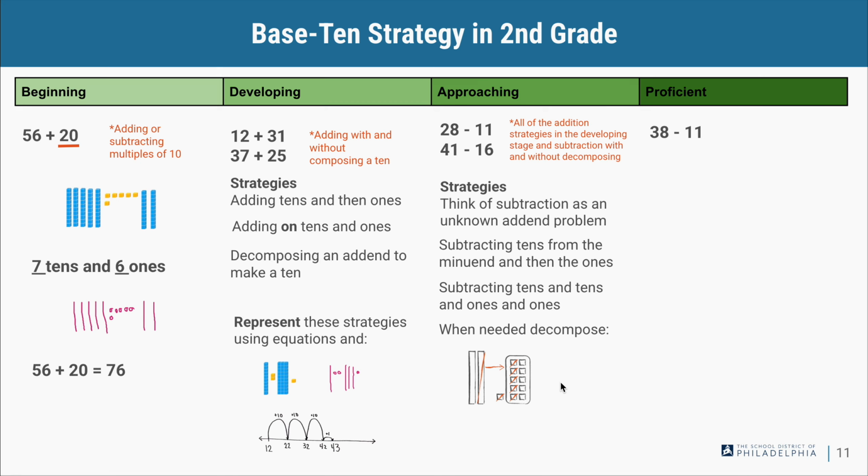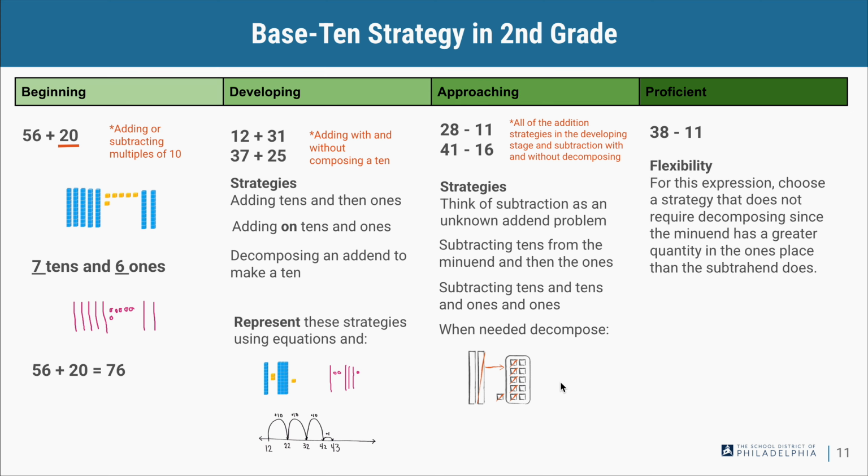Then we move to the proficient category. In base 10 strategy, the move from approaching to proficient doesn't have new strategies for adding or subtracting, but instead we're looking for students' flexibility. So for this expression, 38 minus 11, we want students to choose a strategy that does not require decomposing, since the minuend has a greater quantity in the ones place than the subtrahend does.